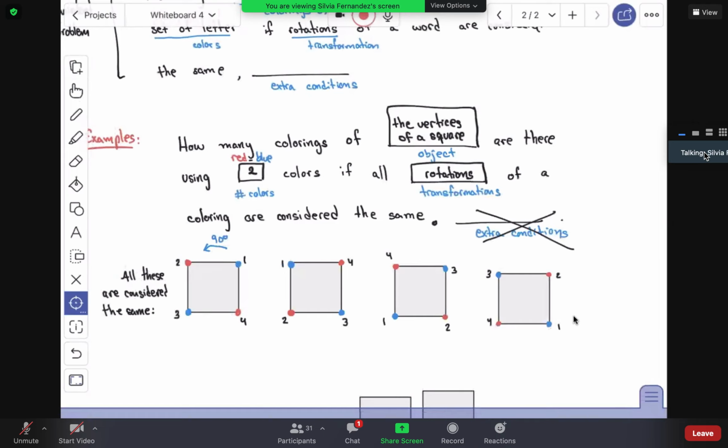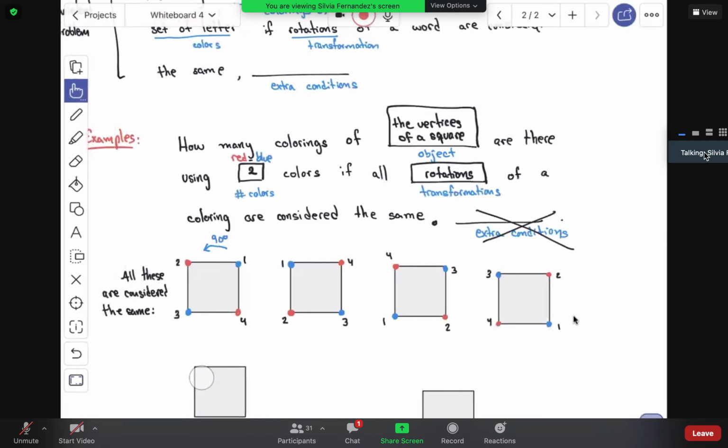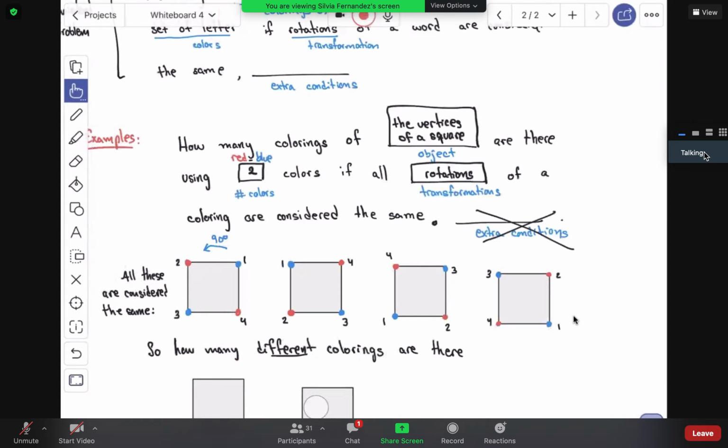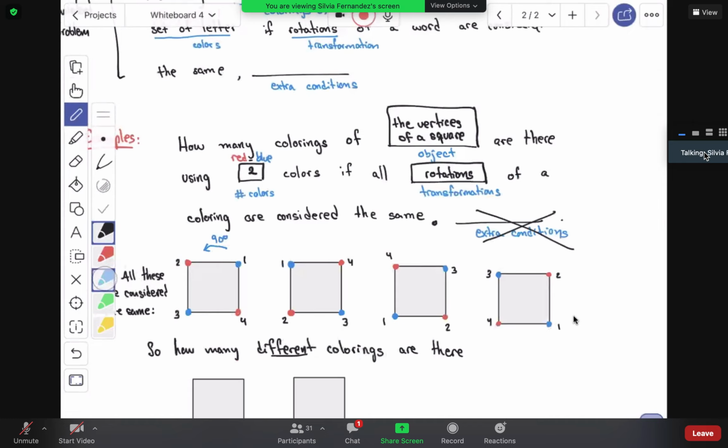So we want to count how many different ways, right? So since all of these are considered the same, how many different colorings are there? And with such a small problem, maybe you can actually try them all. I can have all vertices of the same color. That's one way.